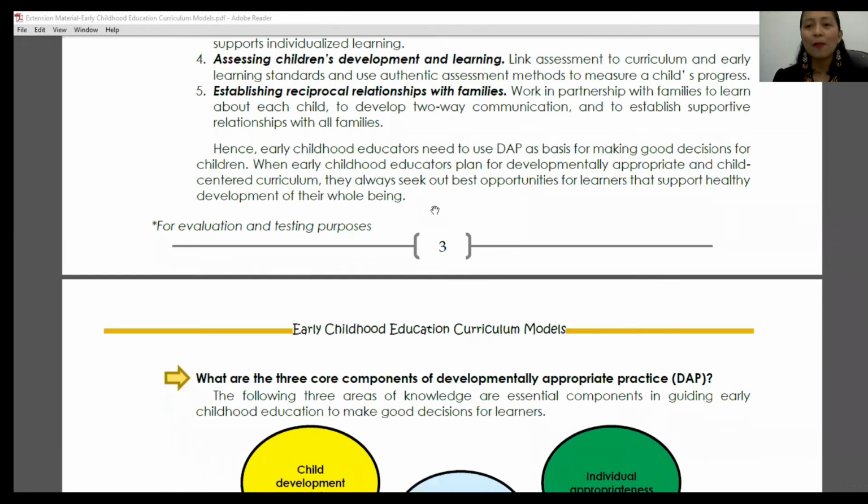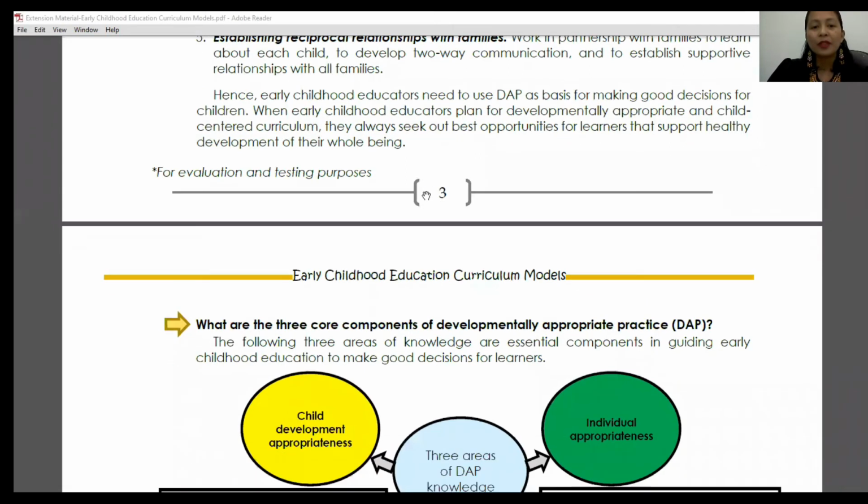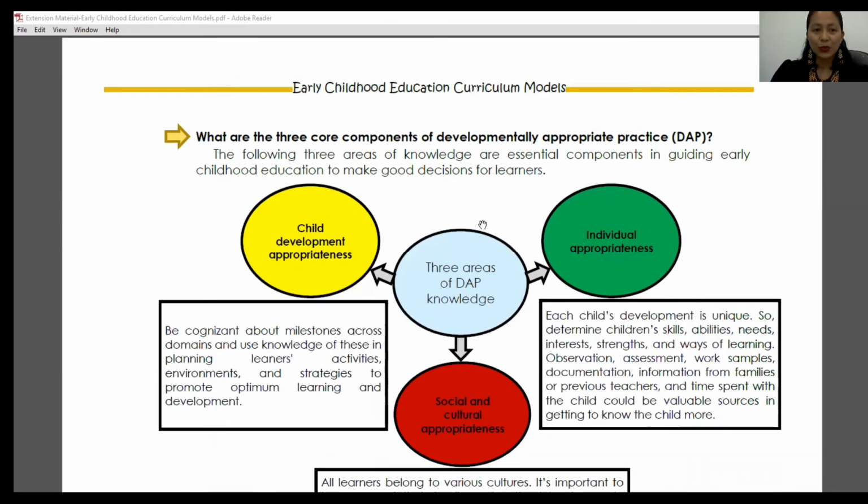Overall, developmentally appropriate practice should be the teacher's basis for making good, remember, only good decisions to help children. So when early childhood educators plan for developmentally appropriate and child-centered curriculum, they always seek out best opportunities for learners that, of course, support the healthy development of their whole being. Holistic development, not just one or two.